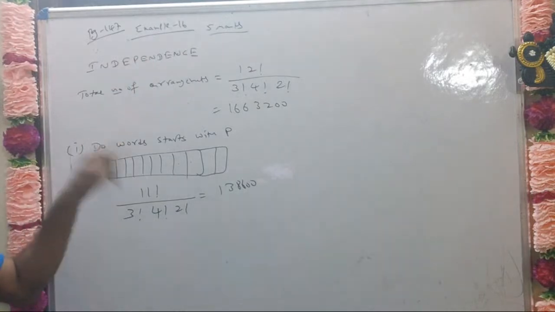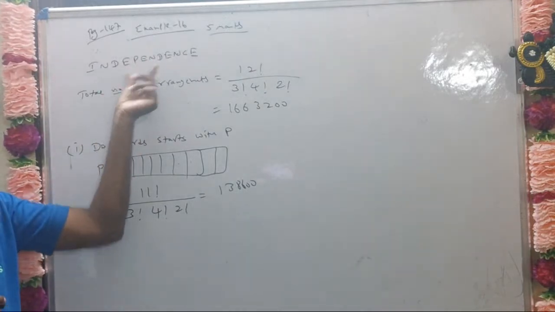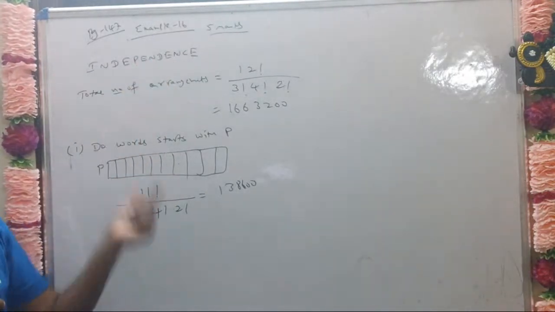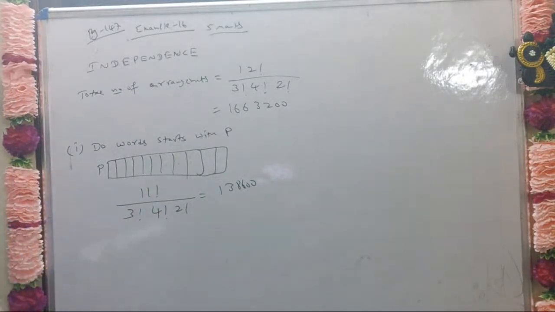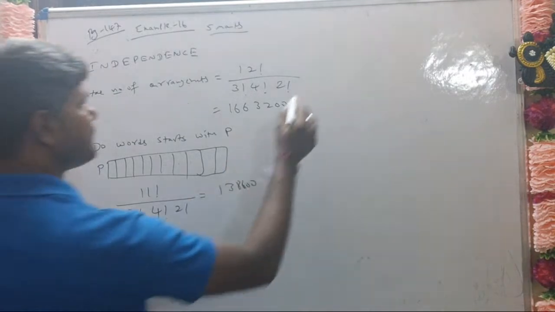What I am supposed to say is, in the independence close P, still how many letters are there? 11. In that, D repeated how many times? 2 times. E repeated 4 times. N repeated 3 times. 3 factorial into 4 factorial into 2 factorial. You will get the answer. That is the first question. We will move to the second question. What is the second one?